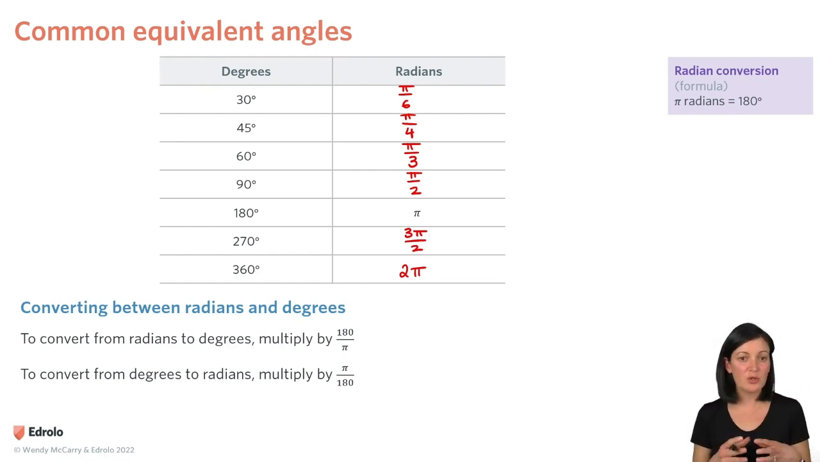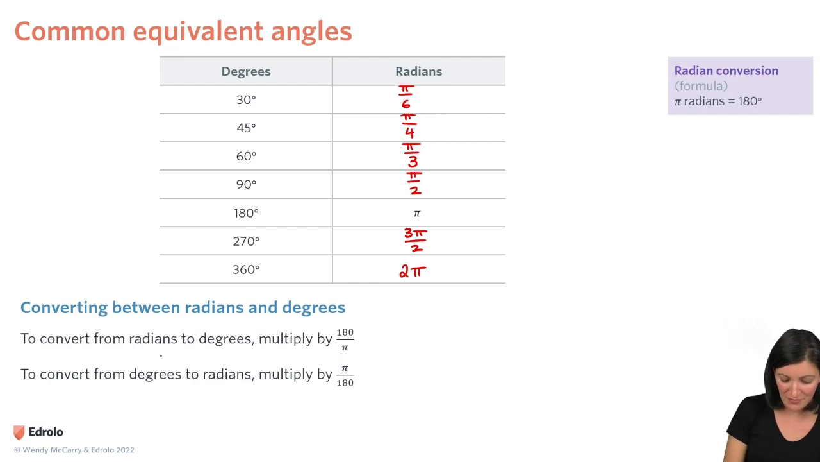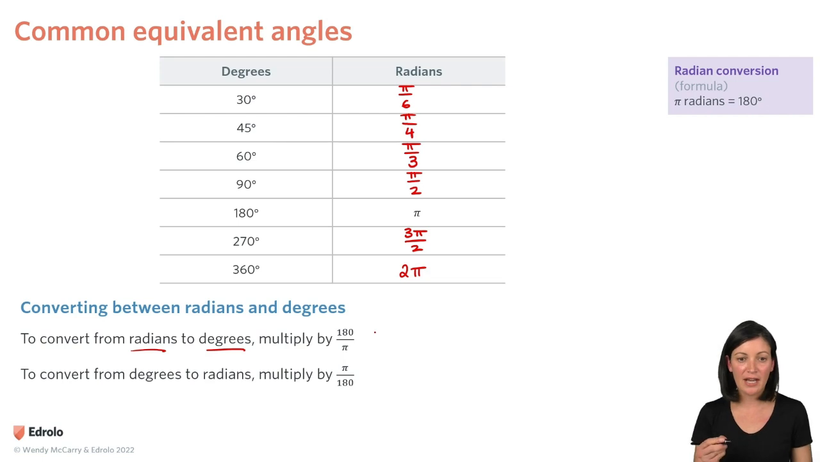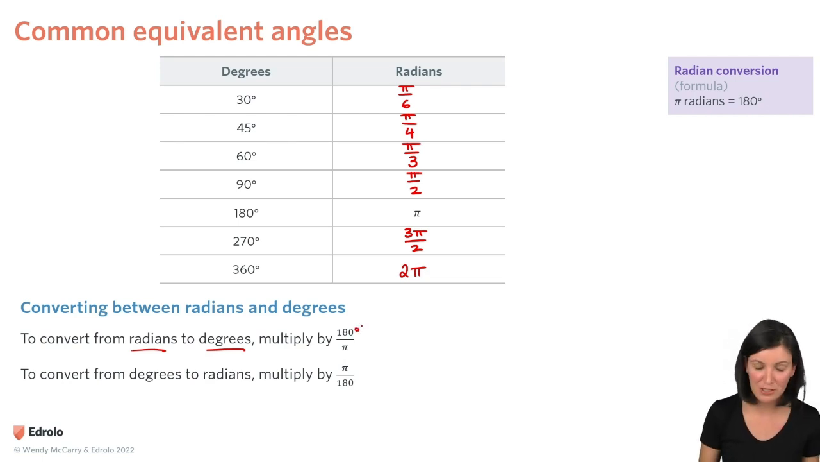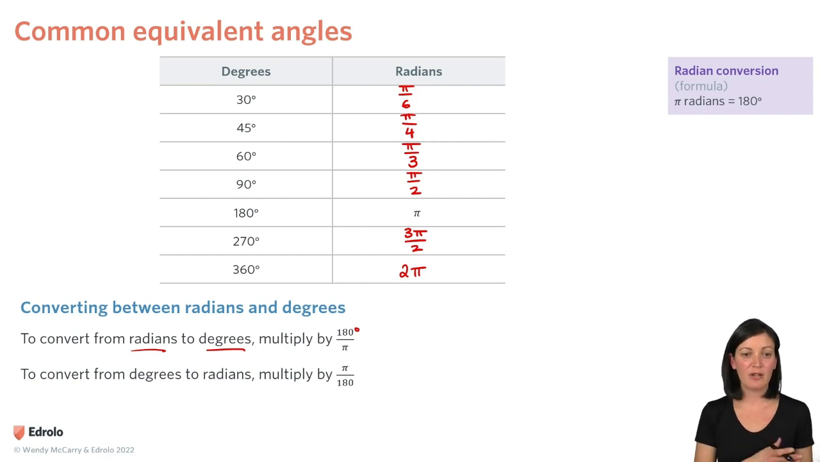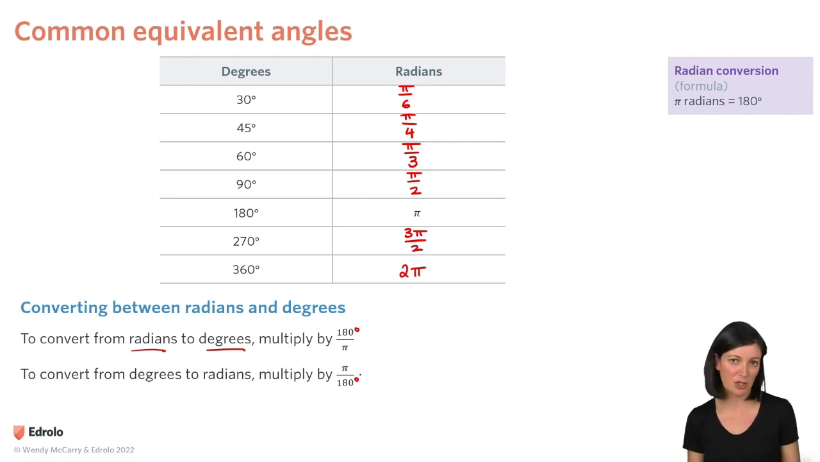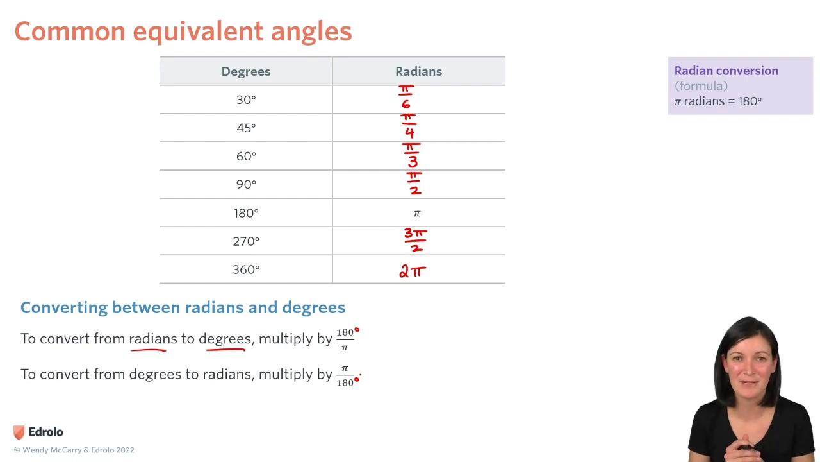If you've got some trickier degrees to radians, we've got a formula for you. If you're going from radians to degrees, you multiply by 180 degrees over pi, and if you're going from degrees to radians, you multiply by pi over 180 degrees. And I'm going to show you how you can remember which one is which, because I think it's easy to mix those up.